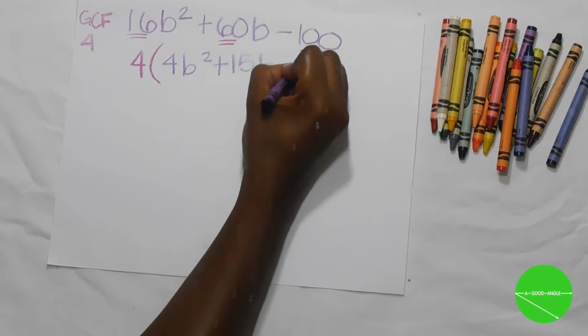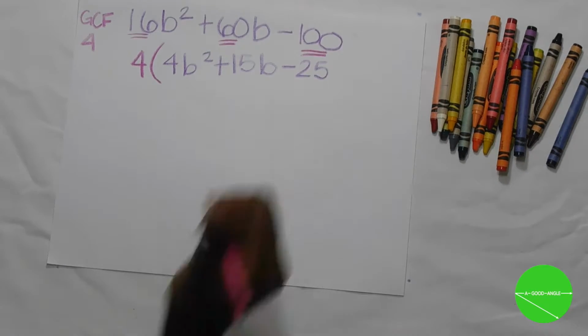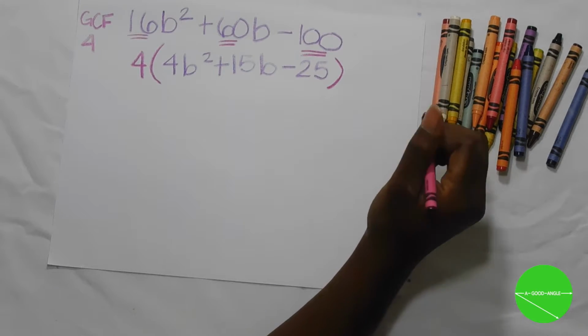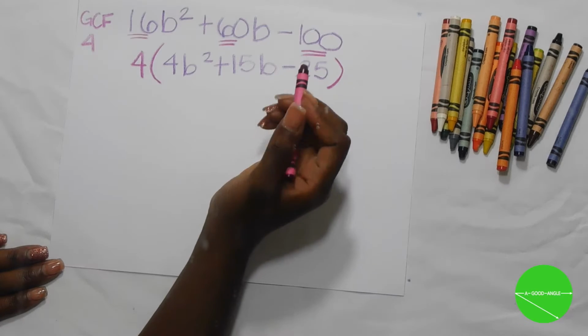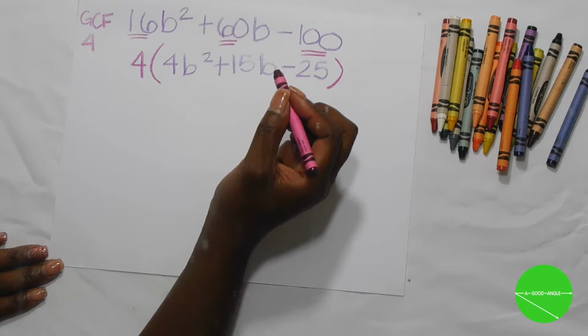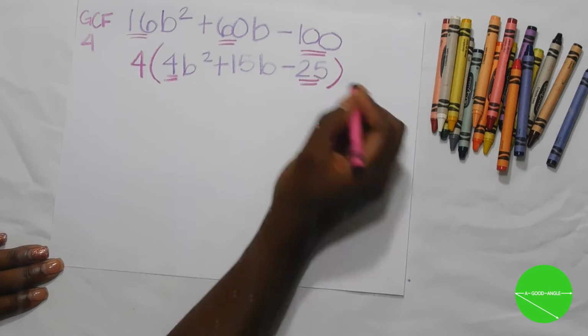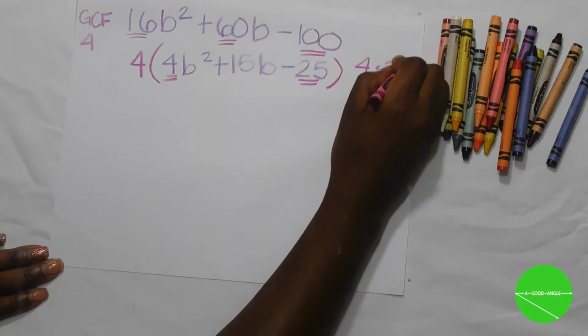When I divide 4 into 16, what do I get? 4. When I divide 4 into 60, what do I get? 15. When I divide 4 into 100, I get 25. Okay? Then I proceed like normal. There's a number in front of the b squared, so I have to do this problem the long way, okay? 4 times 25, which is 100.